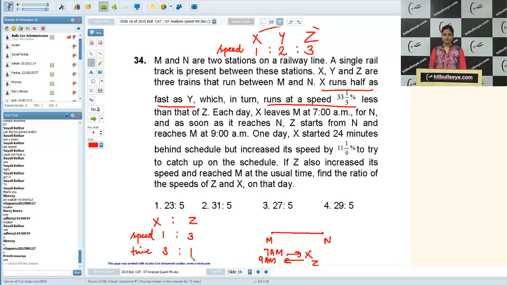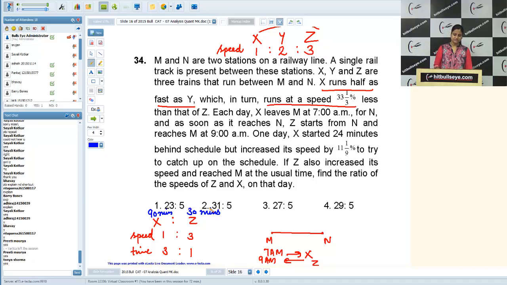They have 2 hours between themselves. If they have 2 hours, that is 120 minutes. If we divide 120 minutes in 3:1 ratio, it means X will take 90 minutes and Z will take 30 minutes. Is it okay, guys? You got that? I'm making use of ratio. No equation is needed here.